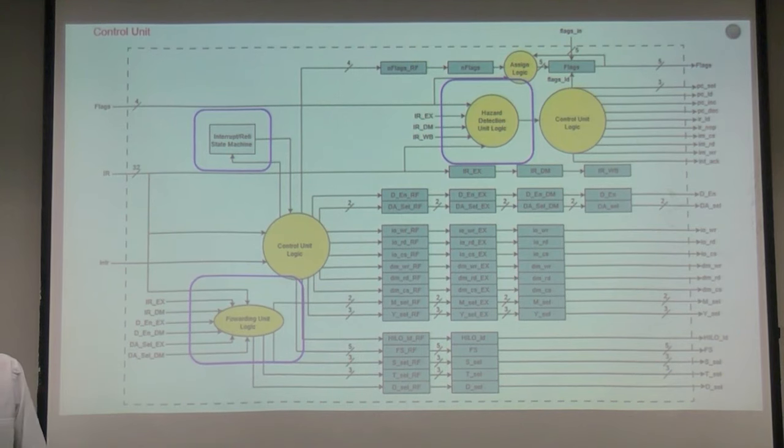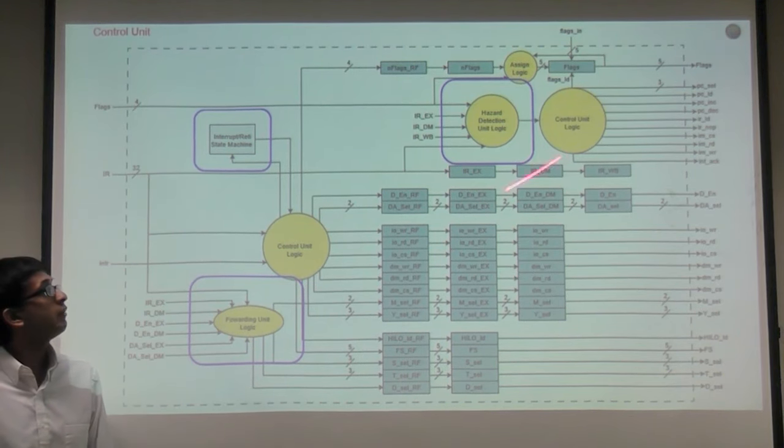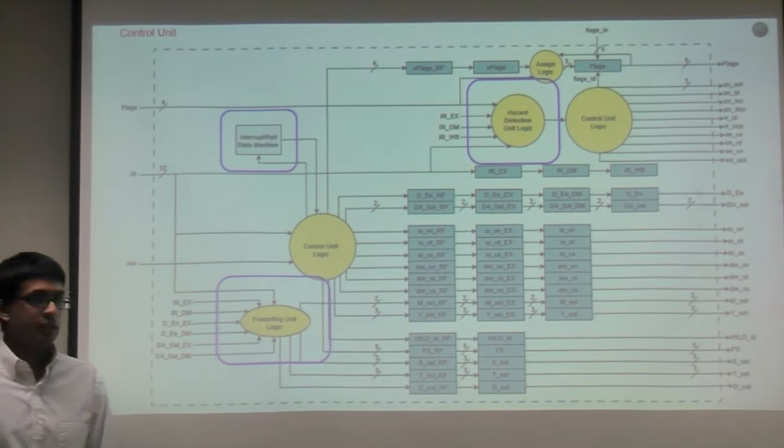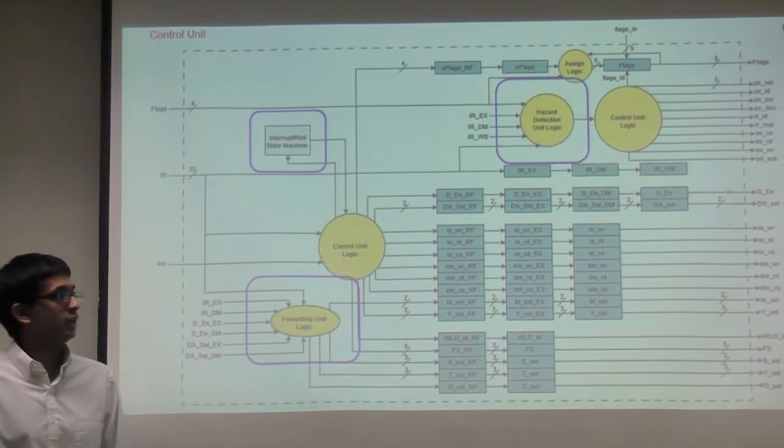And here is all the hazard controls. We have our hazard detection unit, our forwarding unit, and our interrupt state machine that we'll talk about when we reach it in later slides.